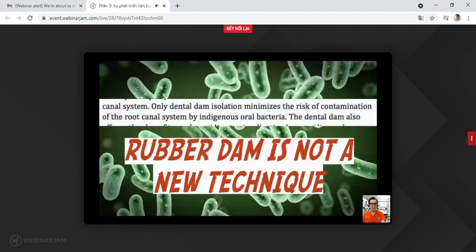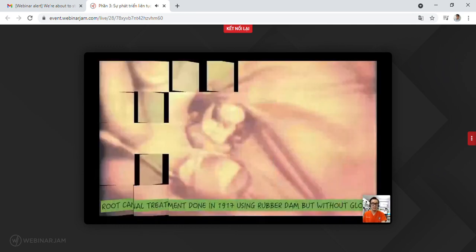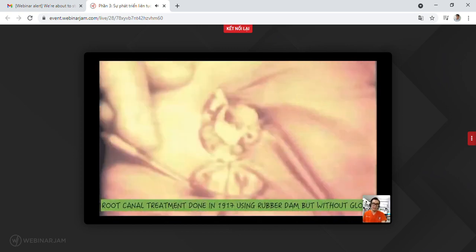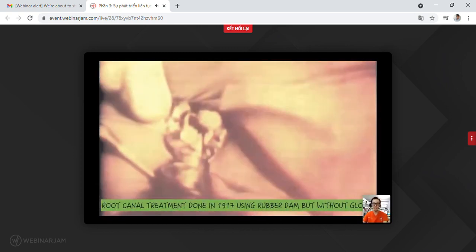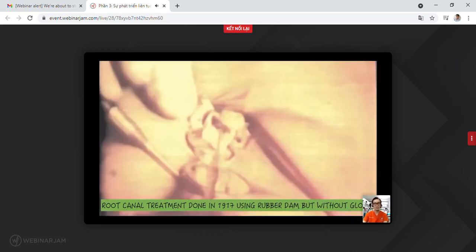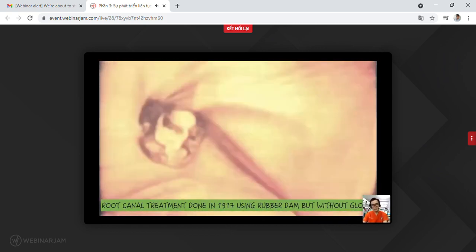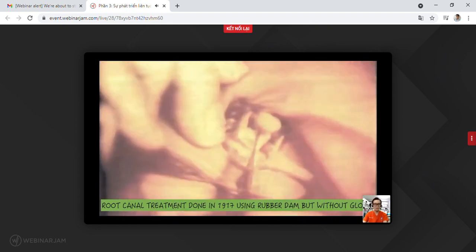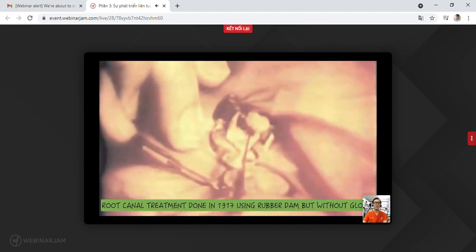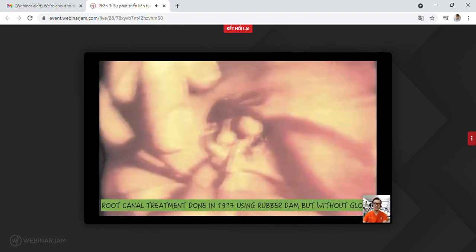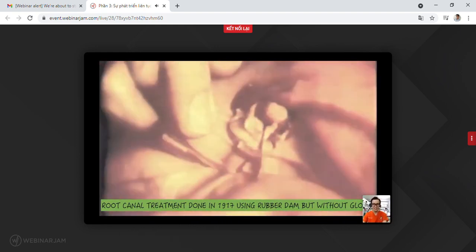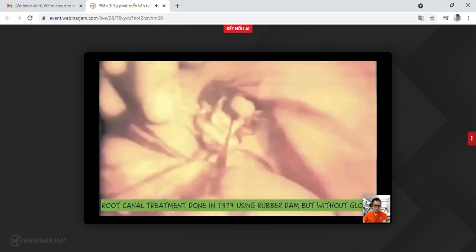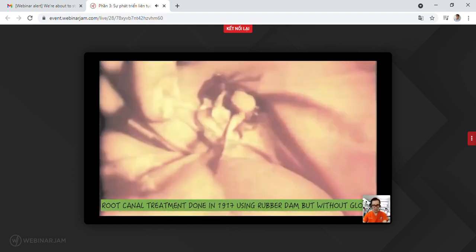Rubber dam itself is not a new technique. Rubber dam is an old technique. As you can see here, this is an endodontic treatment that was done in 1917, and this was done under rubber dam isolation, even though the operator didn't use any gloves. So gloves back then were maybe a luxury. But rubber dam is not a luxury at all. So please use rubber dam, since it is very, very, very cheap.